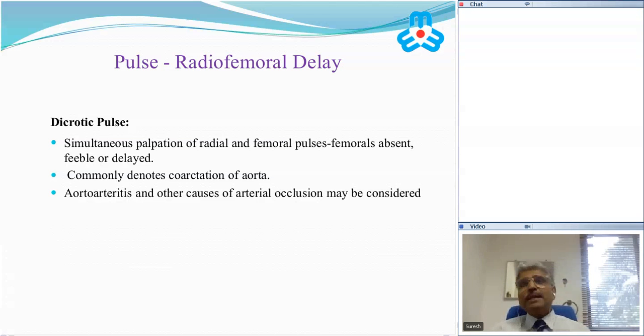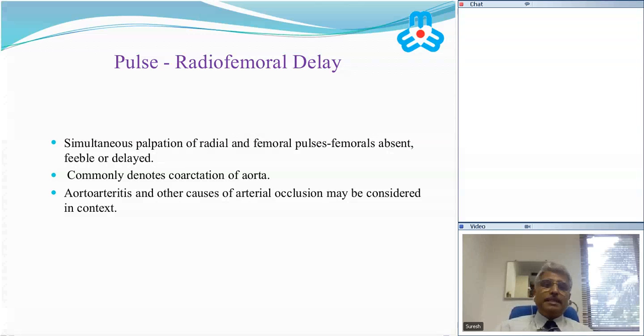So from the character, we move to the next one, which is the peripheral pulses and the radiofemoral delay. You have to simultaneously palpate radial and femoral pulses, and you find that the femorals are absent, feeble, or delayed. It commonly denotes coarctation of the aorta, but aortoarteritis and other causes of arterial occlusion should be considered in context. If you are dealing with an older patient, atherosclerotic occlusion of the aorta does come into the picture.